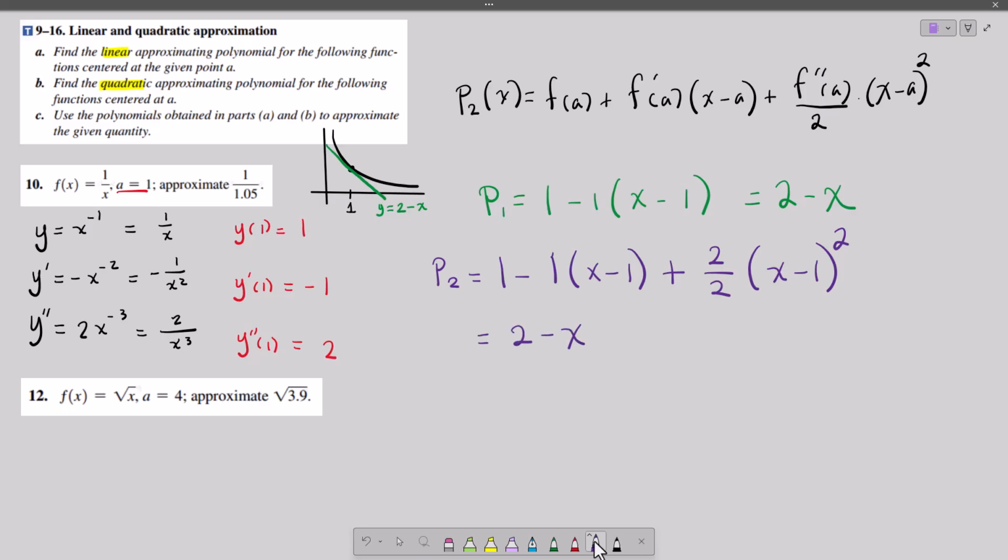So 2 minus x is this first part, and then that's a 1. And then here, if we squared it out, we would get x squared minus 2x plus 1. So let's see. We would write this as 3 minus 3x plus x squared. So that is going to be the best quadratic approximation to 1 over x.